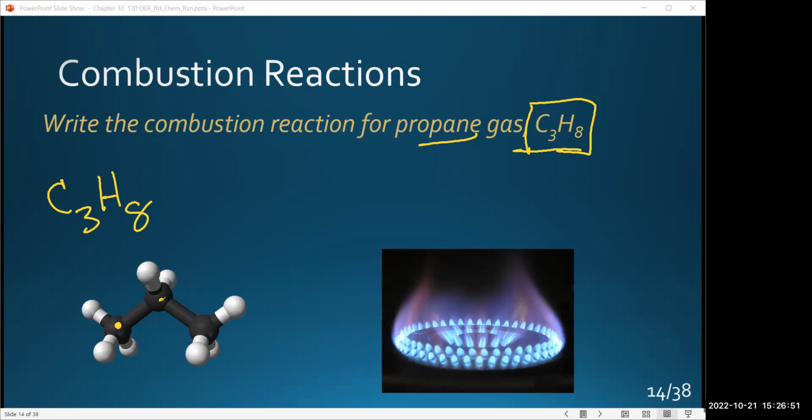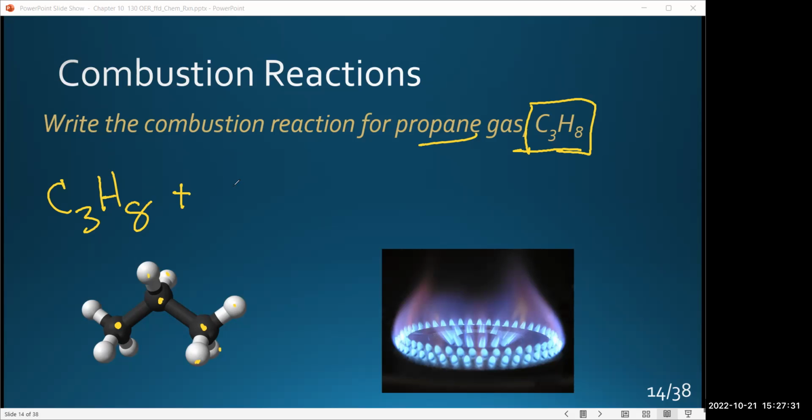two-dimensional model. The yellow dots represent the 3 carbons that are connected to each other. And then we got the hydrogens that are connected to their carbons. Okay, so that is the structure of propane. Now, what did I say about combustion reactions? What is the one reactant that I need? Without it, there's no combustion. Okay. What's that? Exactly, oxygen.